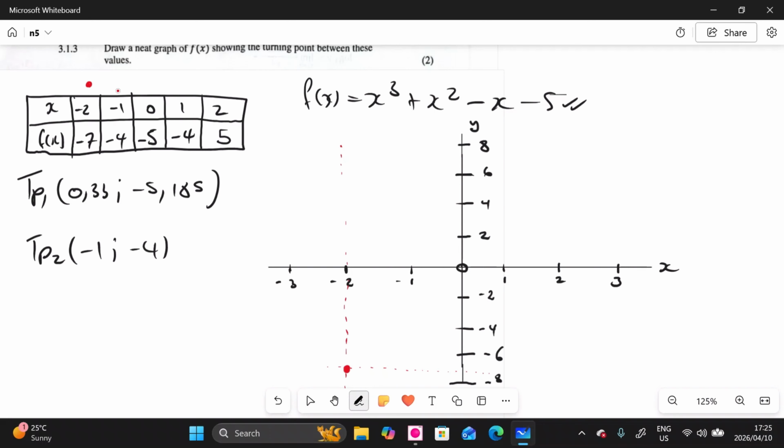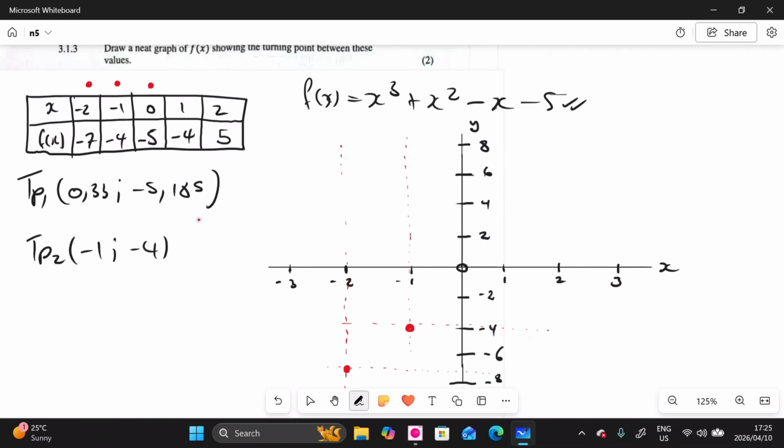Right, let's go to the second point. The second point is when x is negative 1, our f of x or y is going to be negative 4. So negative 1 on x is going to be here. We draw a line here using a ruler, and then we look at negative 4 on the y-axis. Also, we draw a line there. Wherever they meet, this here is going to be our point. There we go.